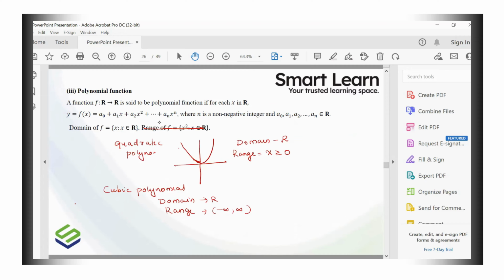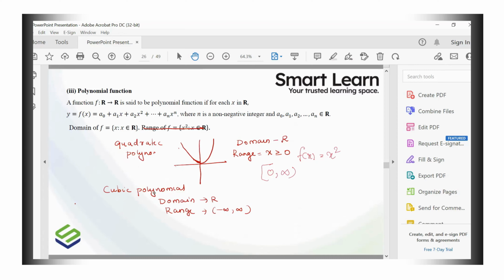When you look at the polynomial function, you know the definition, you already studied it last year. So here, y = f(x) = a0 + a1x + a2x^2 + etc. up to an x^n, where n is a non-negative integer, and a0, a1 and so on you all know, children. So that will vary because we have so many polynomials. Quadratic is there, cubic is there, biquadratic is there. When you check the quadratic function, f(x) = x^2. That means whatever input I give, I will get a non-negative output. So here the domain is R, range is [0, infinity).